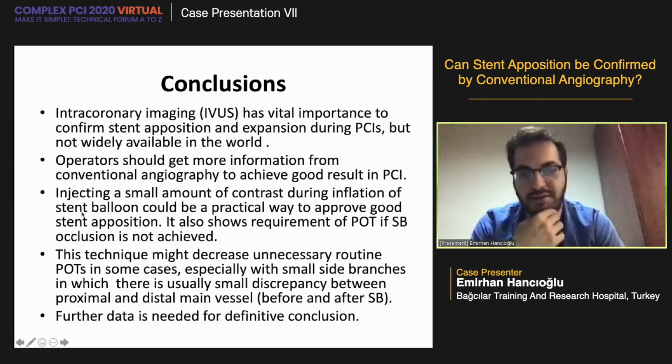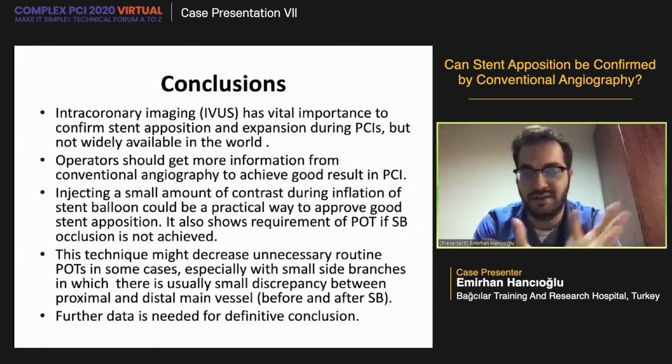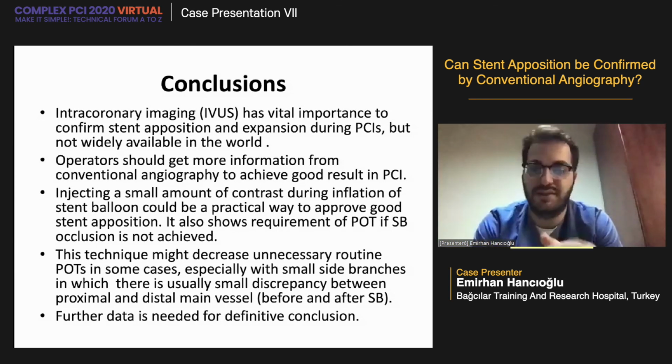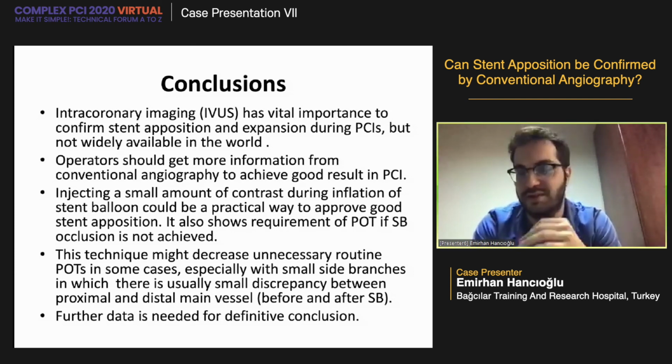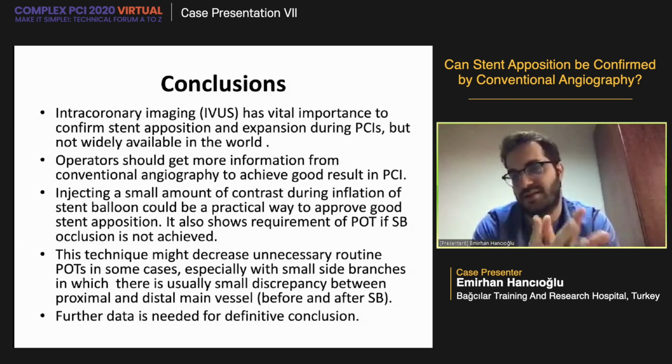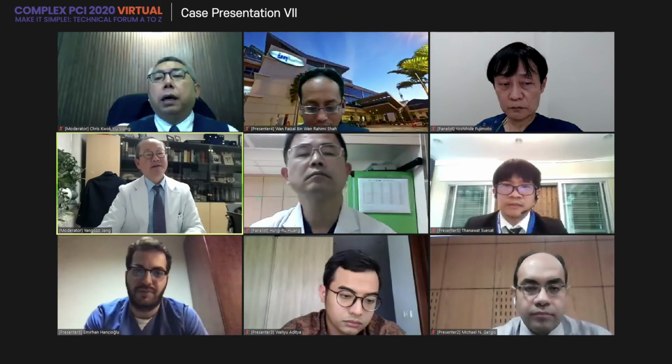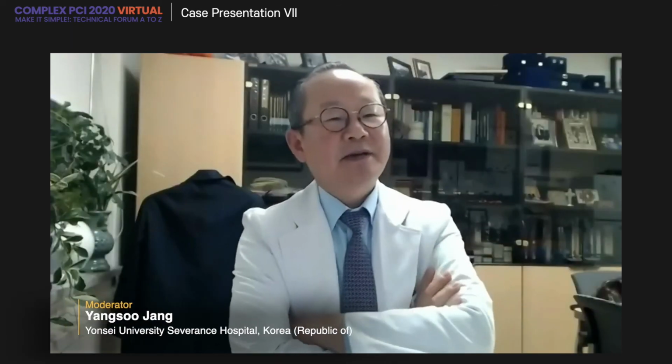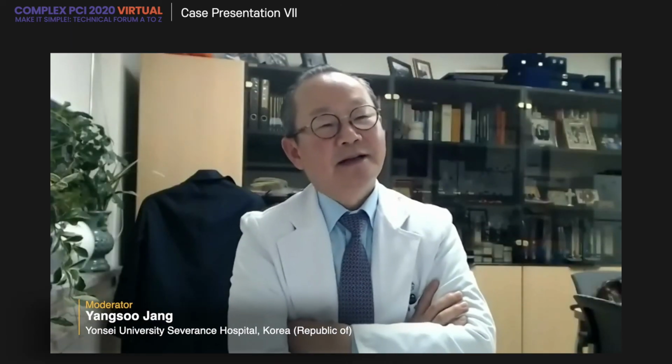So we consider that this technique might decrease the unnecessary routine use of POT in some cases, especially with small side branches, in which there's usually a small discrepancy between the proximal and distal main vessel. Thank you. Okay, very good. I think it's a very interesting case, but maybe Dr. Fujimoto sensei, you can comment.